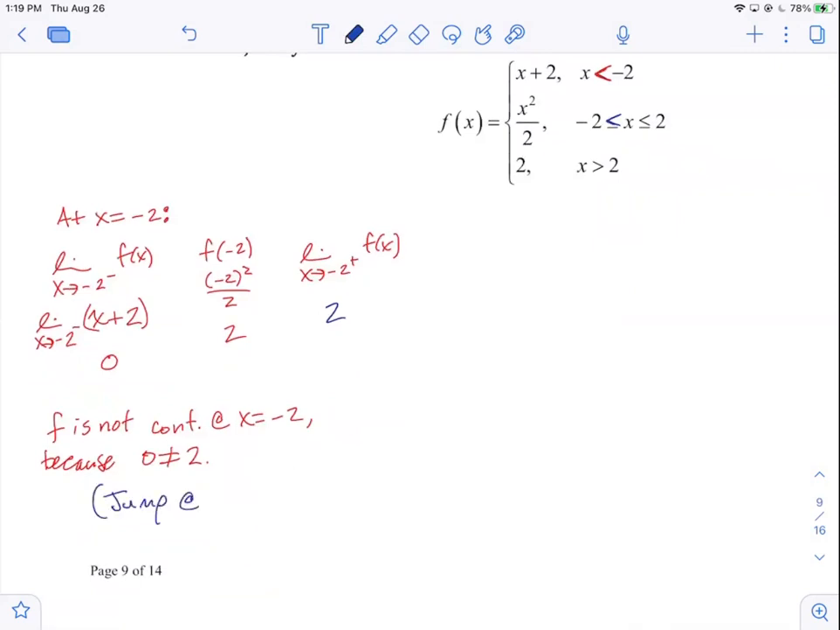Jump at, would we say at the point 0, 0 or at the point 0, 2 or negative 2, comma something? Well, remember, if it's just a jump, we don't give any y value, right? Because there could be several locations. So we just say at x equals negative 2. All right.